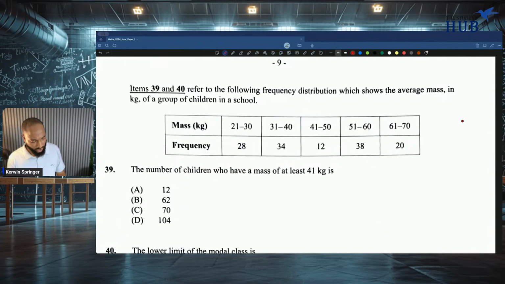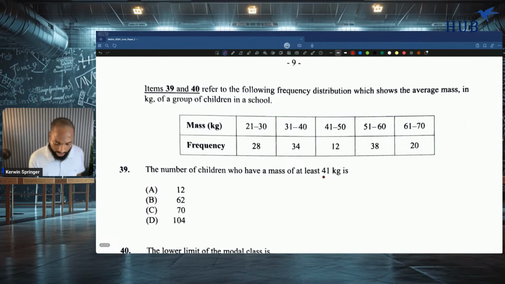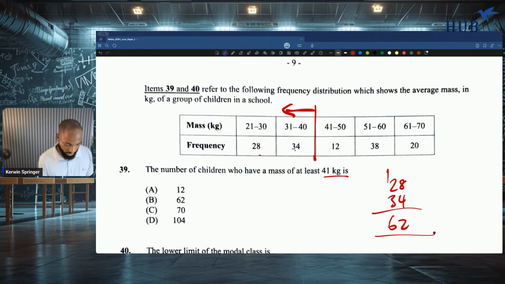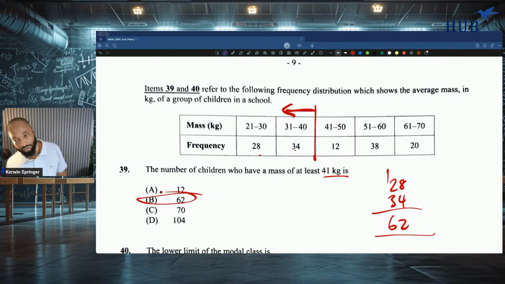The number of children who have a mass of at least 41 kilograms, at least, that's here and before, 28 and 34, 62. Everybody else have 41 and above.